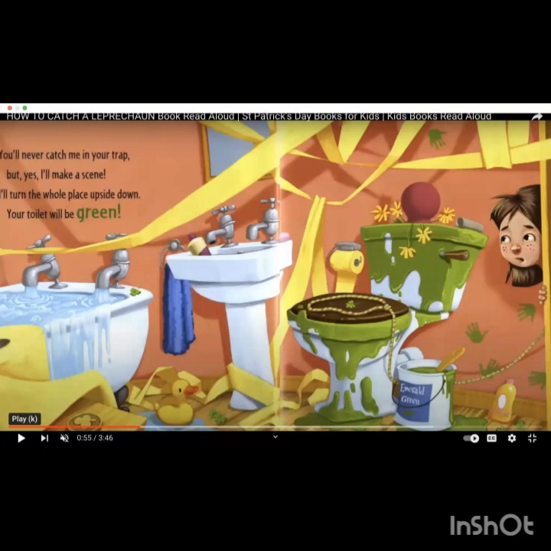Another goal you can target is story comprehension. You can summarize the main events in the story. You can also sequence the events in the story using pictures or sentence strips.